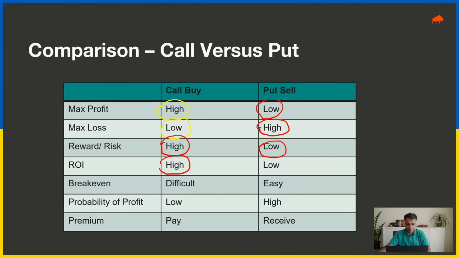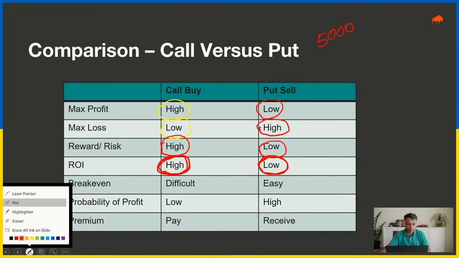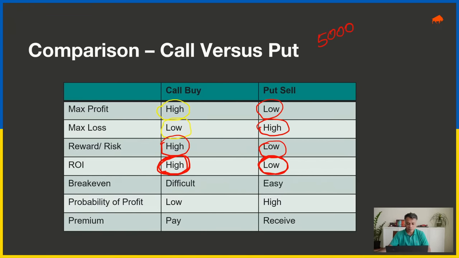Return on investment is going to be high for a call option. Why? Because it doesn't have margin, only premium. Return on investment is low for a put option, because you're going to lock up a lot of margin. So if I buy a 5,000 rupee call option, it's only going to cost me 5,000 rupees. But if I sell a 5,000 rupee put option, I need 1 lakh in my account as margin.